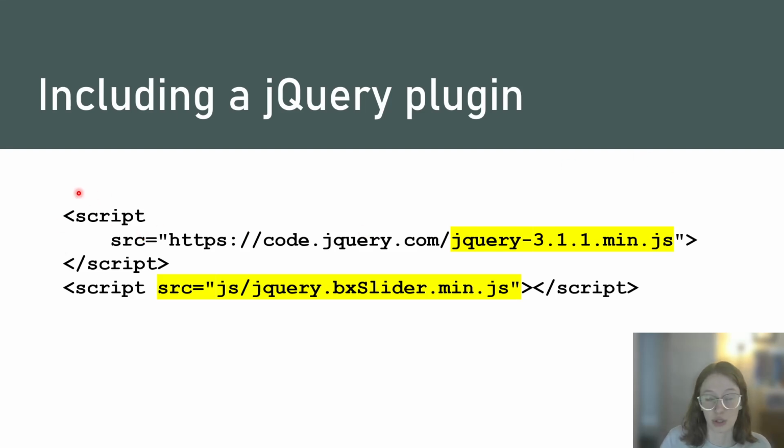Usually at the bottom of your HTML file is where you'll put your script elements. This is showing a script element that is getting just jQuery, and then after that, a script element for getting the box slider plugin. And then after that, you could put your script element for your JavaScript file.